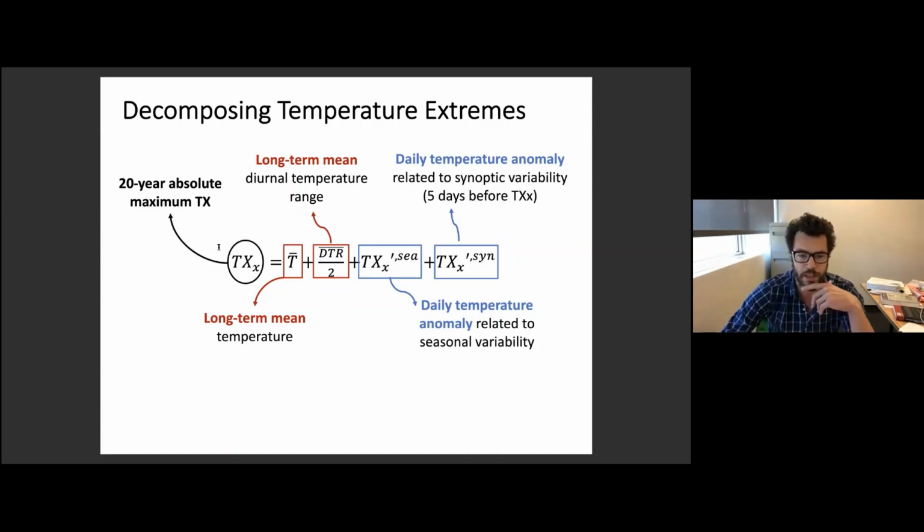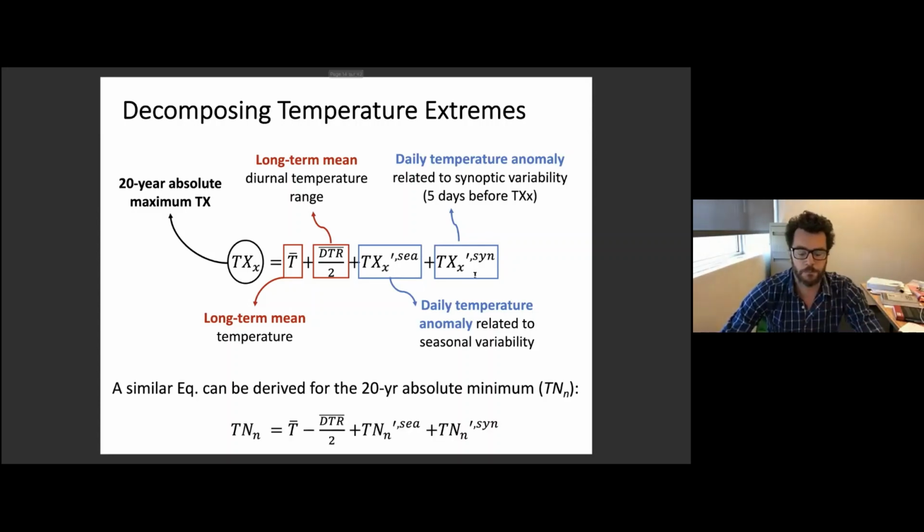But this is the idea, that the maximum, the extreme, depends on a few different terms, including some that are related to mean values, so we use the whole 20-year period to calculate those, and others that are just specific to the event. And of course, we arbitrarily chose to reflect the 20-year absolute maximum, but we can do exactly the same for the 20-year absolute minimum temperature. In that case, we obtain an equation that is quite analogous. Of course, it's a little different, but has similar terms.